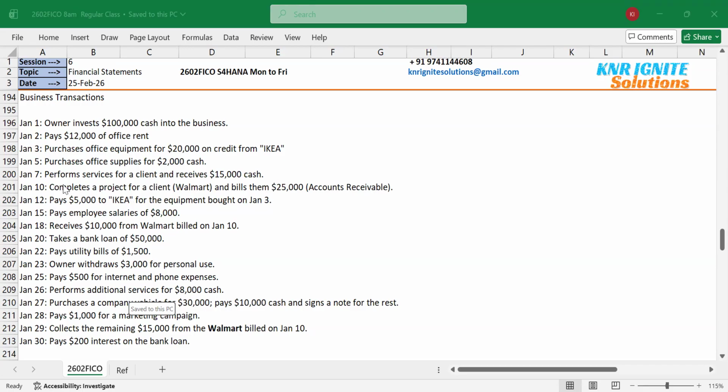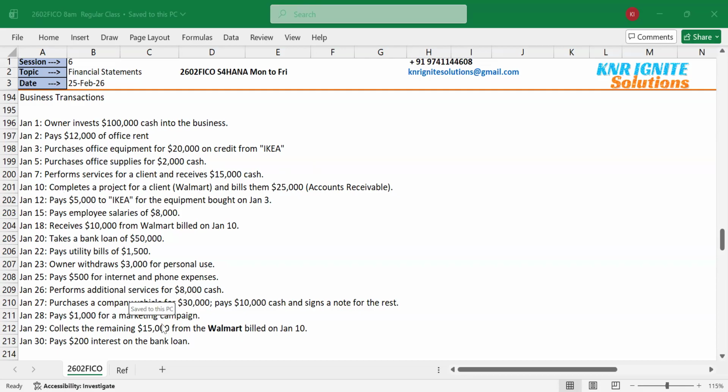Okay. And he performed certain services, which means he has rendered some services to one of his clients. The business has given some services, but they received cash. So it is a direct cash transaction. Though there is a customer name involved, it doesn't matter. And then he completes a project for another client, Walmart, and they bill them $25,000. That will become your accounts receivable. Let's see how I'm going to convert that.